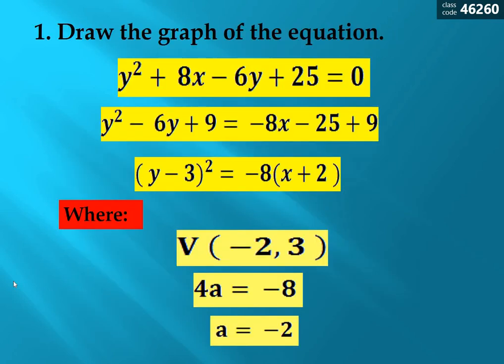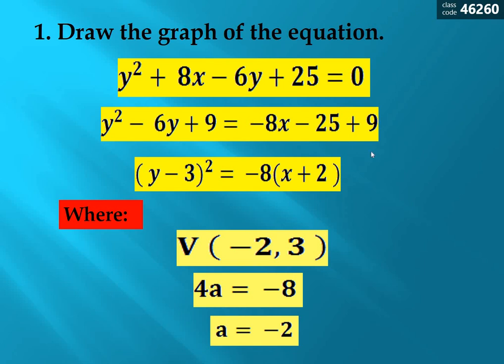Draw the graph of the equation y squared plus 8x minus 6y plus 20 equals 0. So all you need to do is complete the square. So group all y's. So we have y squared minus 6y. And then taking the coefficient of y, which is negative 6, divided by 2 always, then square it. So when you divide that, it is negative 3. Just copy here. Then square it equals 9.